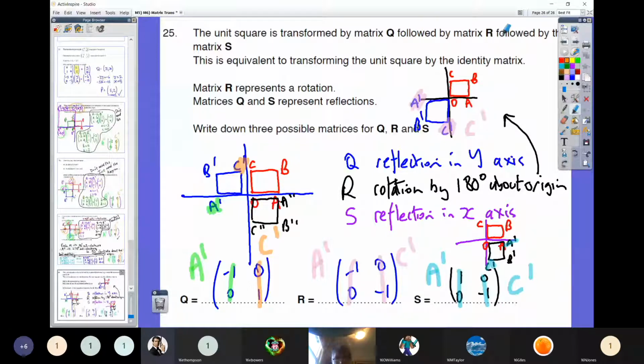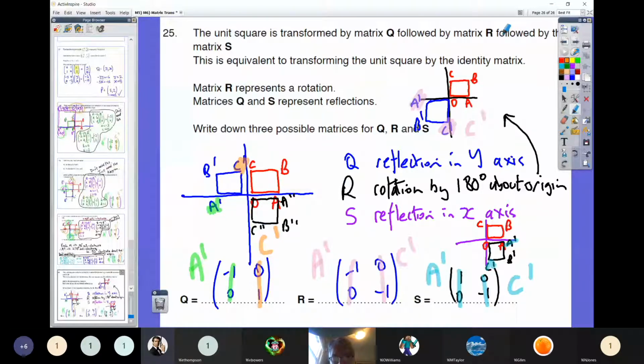OK, so this was the most complicated of the lot. So if you can cope with this, you're there. The unit square, that's our red one, is transformed by Q, R and S. And we're told that R is a rotation and Q and S are reflections. And we're basically told it's equivalent to transforming the unit square by the identity matrix. Do you remember that was 1, 0, 0, 1? That basically means we've got to end up back where we started.